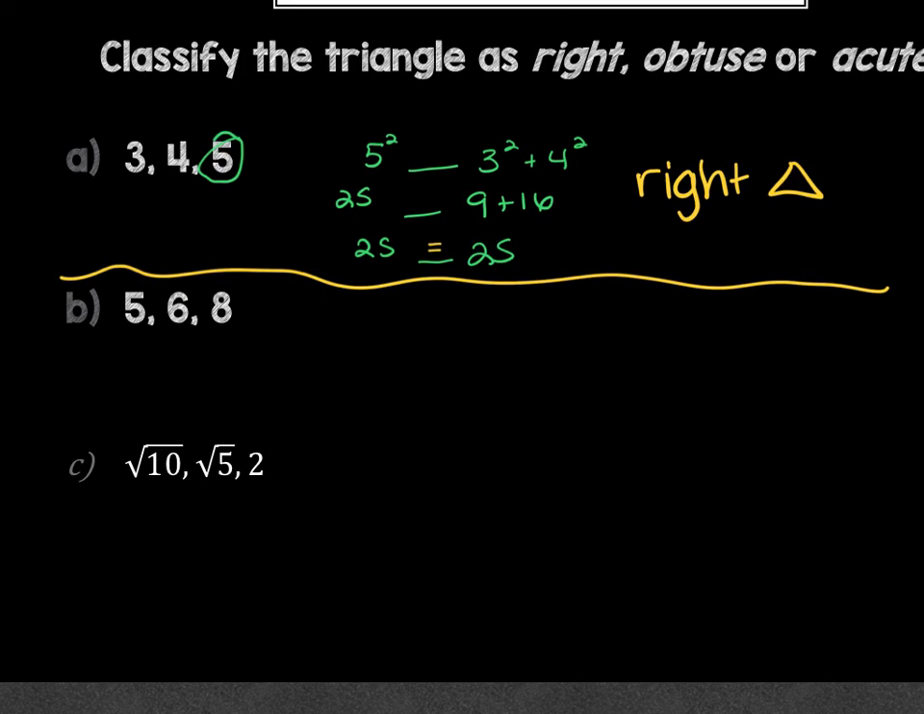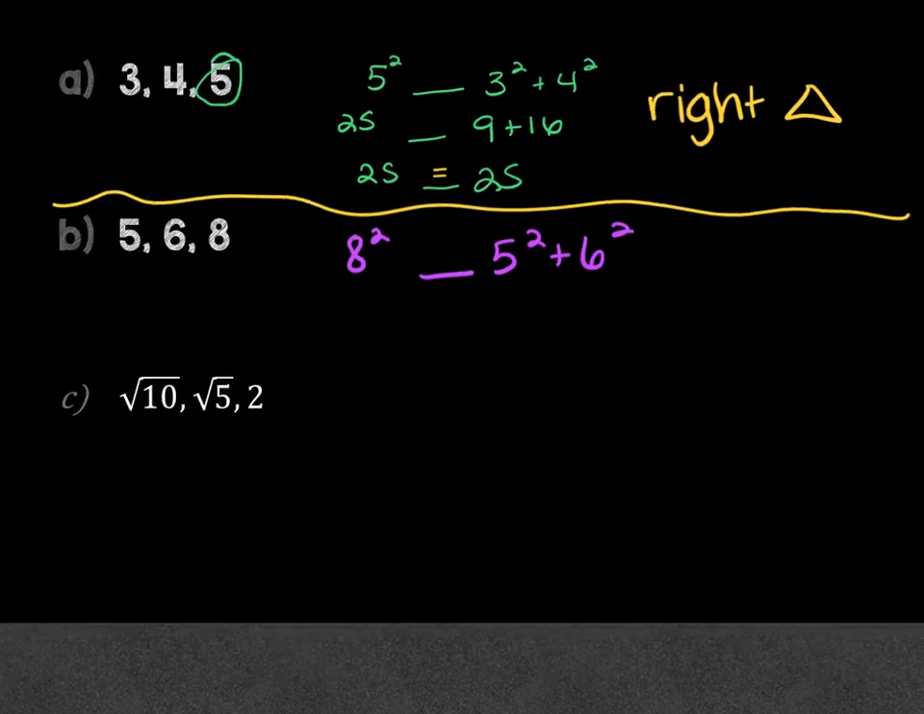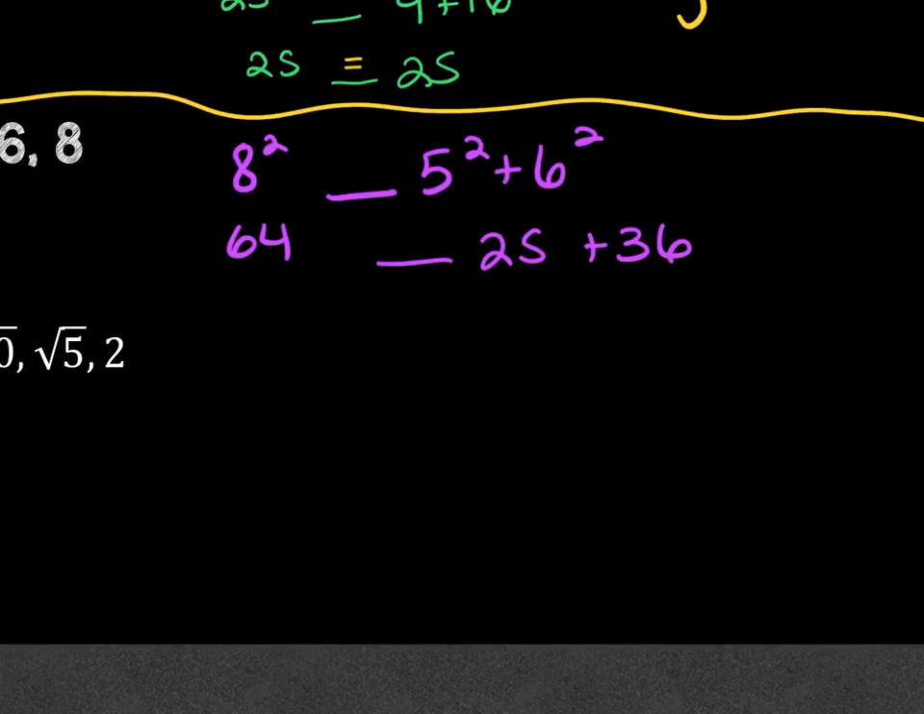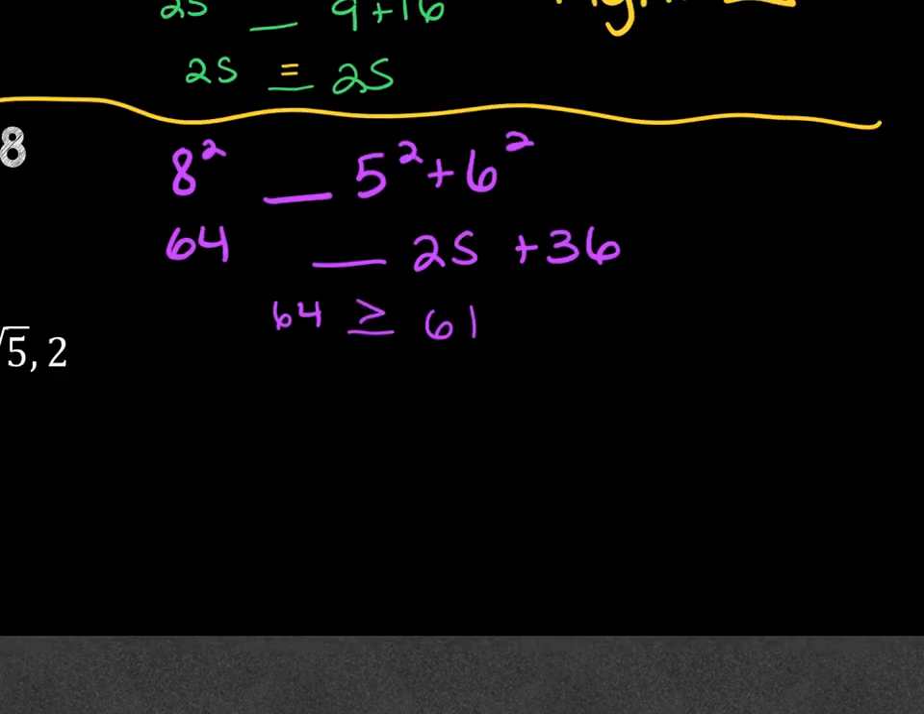So we're going to do 8 squared first, compared to 5 squared plus 6 squared. 64, 25, 36. So what's 25 plus 36? 61. Is 64 equal to, less than, or greater than 61? Greater than, which means obtuse.